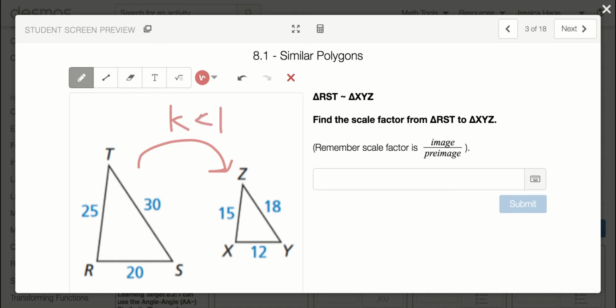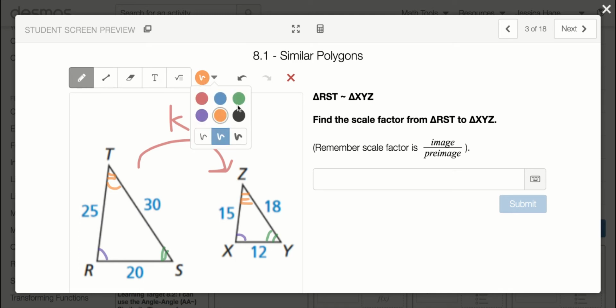So how do we calculate? Well, first we want to match up our angles and our sides. So we know that angle R matches with angle X. We know that angle S matches with angle Y. And we know that angle T matches with angle Z. And so we can use the sides that are in between these congruent angle marks to tell us which sides go together.